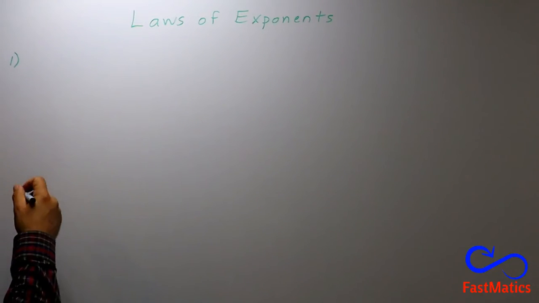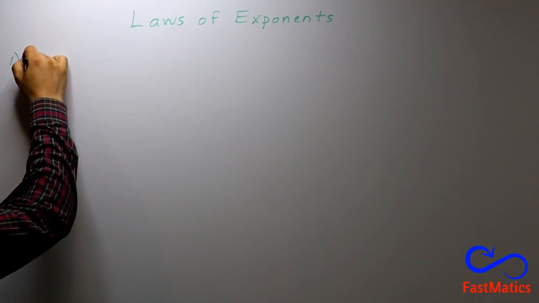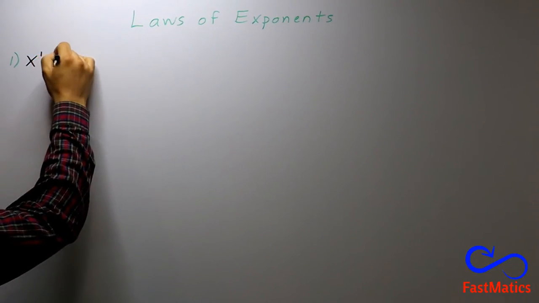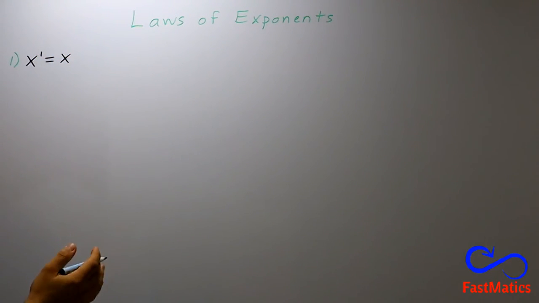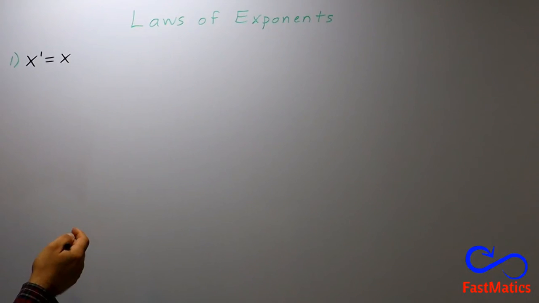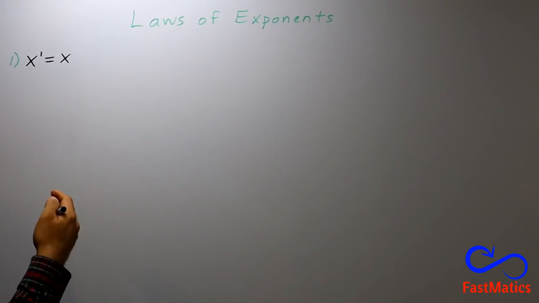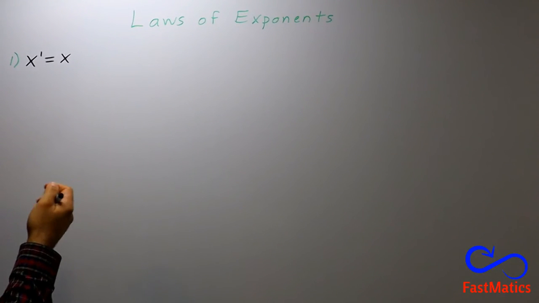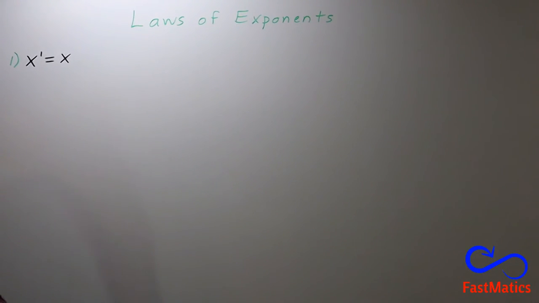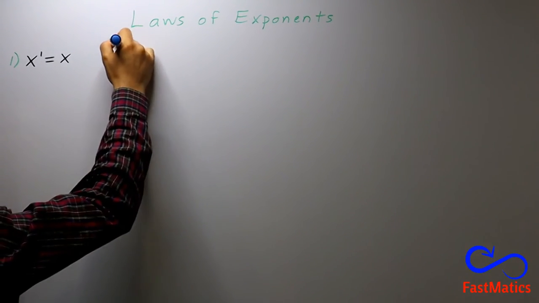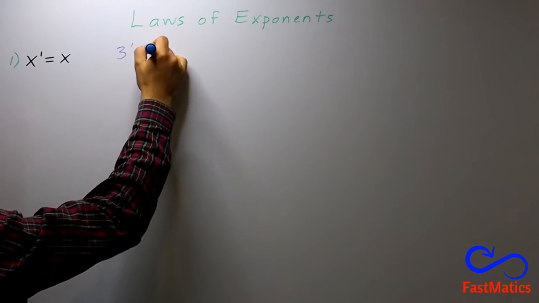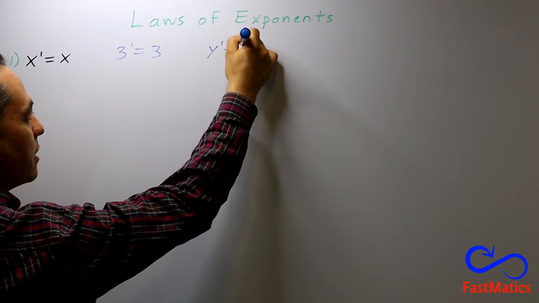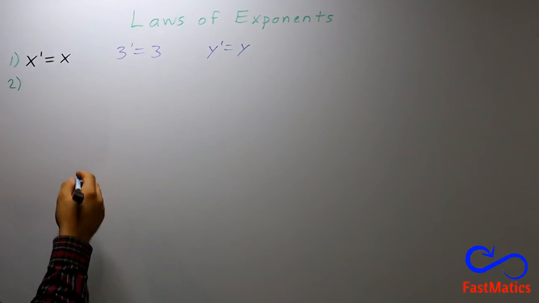Follow me please. First of all, we have to know that x to the power of 1 equals x. It's logical. Always when you raise anything to the power of 1, you get the same thing. For instance, 3 to the power of 1 equals 3. Y to the power of 1 equals y. Second law.